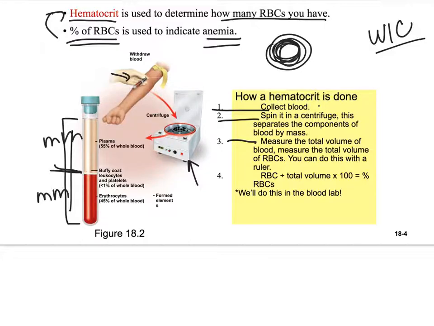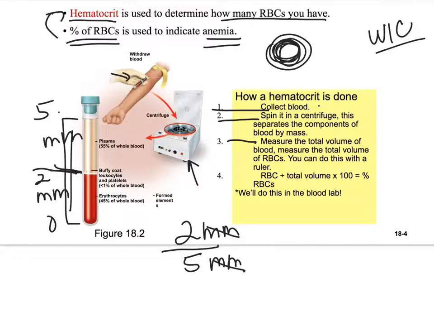And then what you do is take, let's say this is 0, this is 2, and let's say this is 5. So you take the distance of your red blood cells, which is 2, and the total height, which is 5. The units are the same, so they're going to cancel out. Multiply it by 100, and that gives you 2 divided by 5, which would be what, 40%?